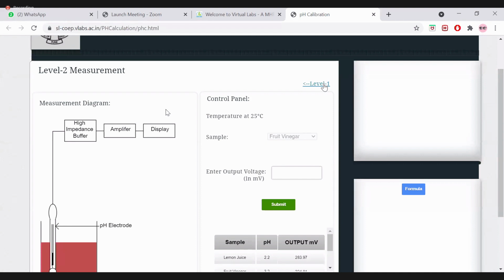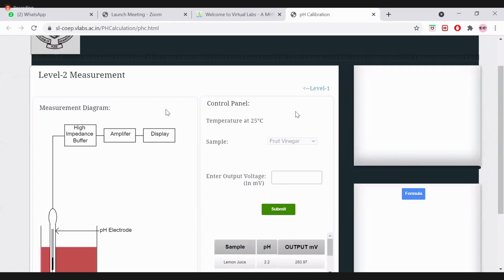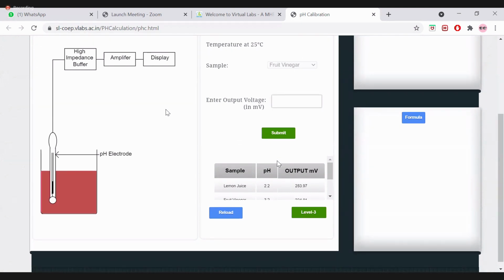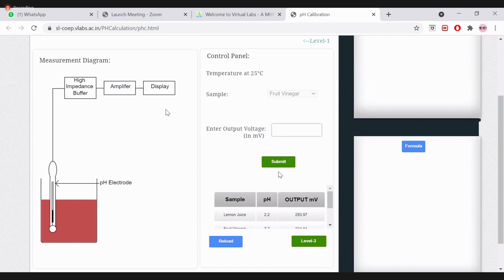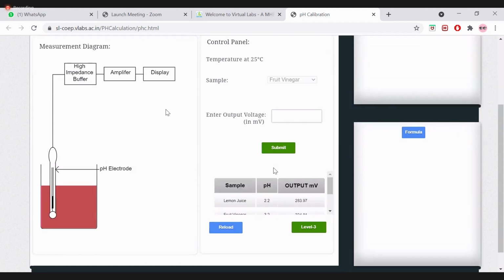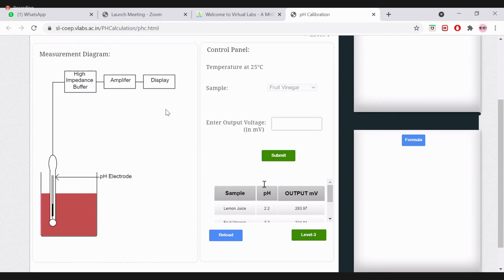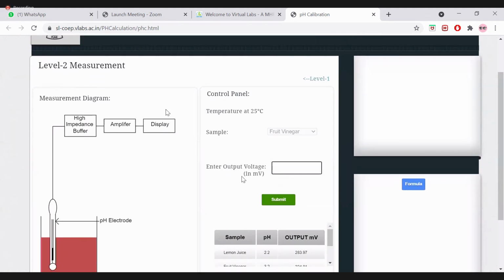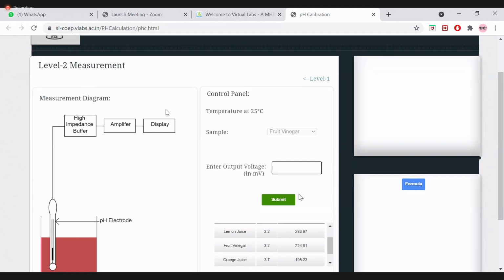You are in level 2 measurement. To measure the output voltage. Of what? Sample liquid. So we have plenty of samples. Whatever sample we want, we can choose that. And it is maintained at which temperature? At 25 degrees Celsius. Right, at 25 degrees Celsius, if we are using that liquid, what will be the pH value that we are measuring in level 2? Okay? Yes, sir. Right, stop sharing.